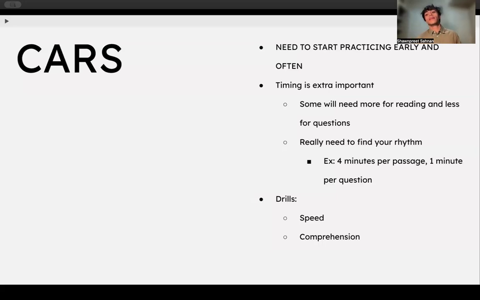This is the only scenario where I will ever say don't practice under time. It's the only one, and it's so that you really are understanding what's in every single passage, and that's it. That's the only time I ever want it, ever.